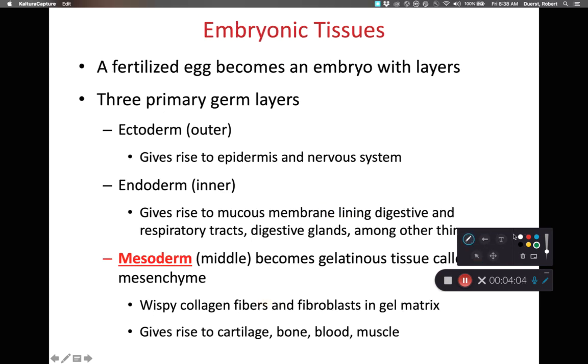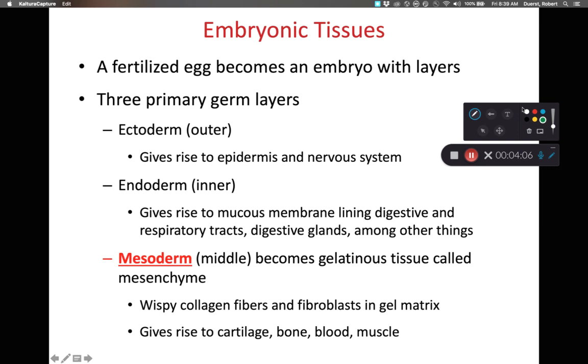Now, as we look at embryonic tissues, this is where all the magic begins. We all know the story of the birds and the bees. So we have a fertilized egg. That fertilized egg has cell development initiating and becomes an embryo. That embryo is then going to have layers of tissues. The layers of tissues can be broken up into 3 big layers. And these early 3 layers are referred to as germ layers, because these are the germinating.